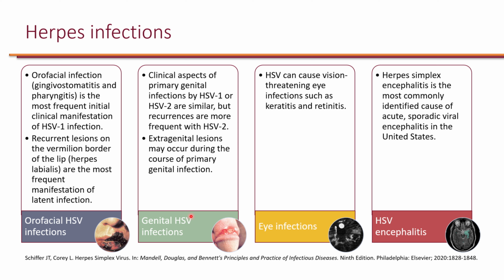Now, another thing to note about this virus is that although someone may have genital HSV infection, it may not necessarily be limited to that region. So even if the route of transmission was sexual transmission, extragenital lesions may occur during the course of primary genital infection. So extra means outside of genital lesions. Now, another possibility is eye infections, so ocular infections with HSV. They're not as common, but they can occur, and they can be pretty serious. And lastly, encephalitis can occur from HSV. So this is essentially infection in the CNS, and that's something that also can happen with HSV.